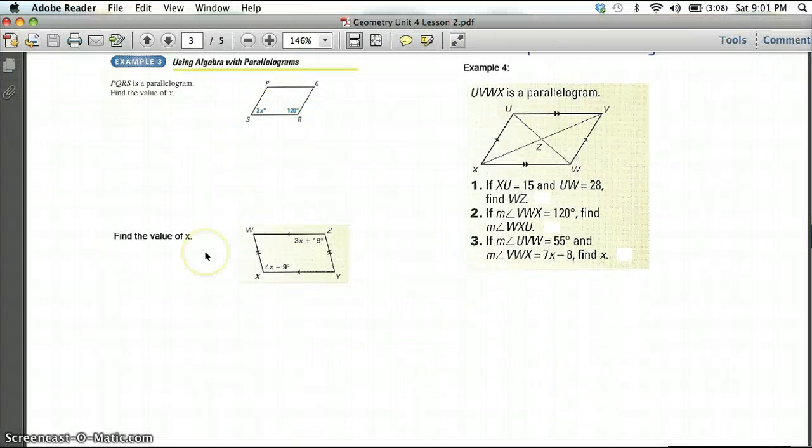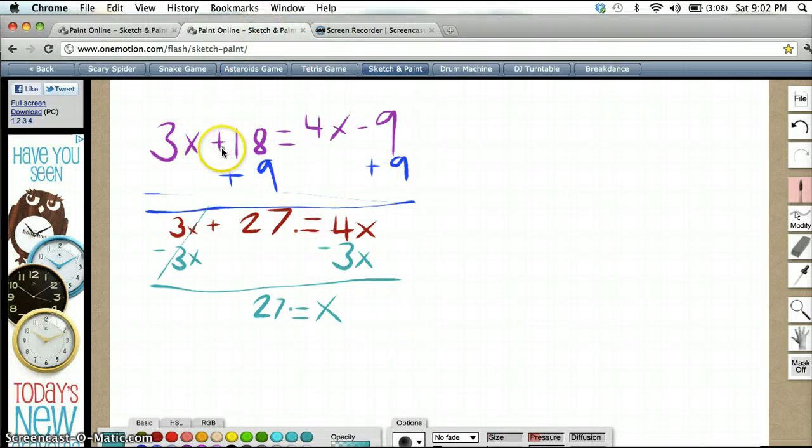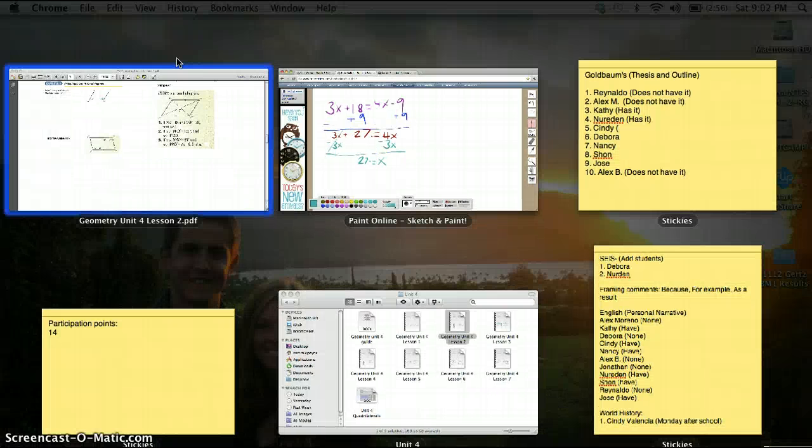And let's go down here to the next example. It says find the value of x. Now 4x minus 9 and angle Z is 3x plus 18. Opposite angles are congruent to each other. So we're going to have 4x minus 9 equal to 3x plus 18. So 3x plus 18 equals 4x minus 9. I added 9 to both sides. I get 3x plus 27 is 4x. I subtract 3x from both sides and you get x is equal to 27.